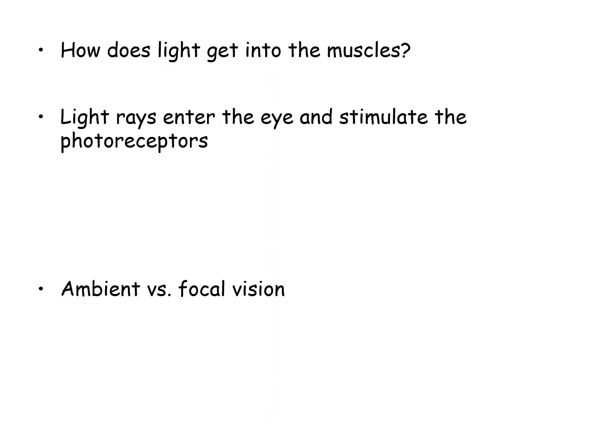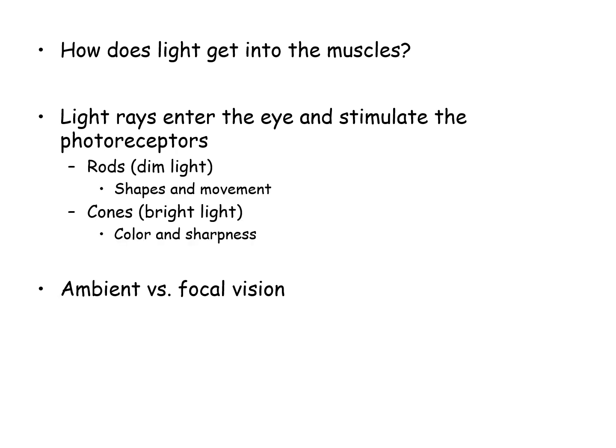So how does light get into the muscles? Remember, muscles don't act on their own. They need nerve impulses. So if we're looking at vision, how does that light from vision direct the action of our muscles? First, light rays enter the eye and stimulate our photoreceptors. These are our rods and cones, okay? The rods in our eye detect dim light as far as shapes and movement. And then our cones detect bright light, so they help with color and the actual shape of certain objects, okay?